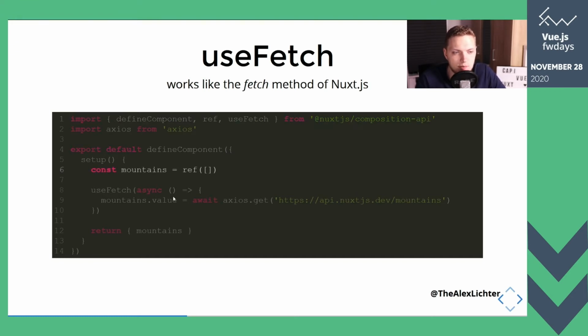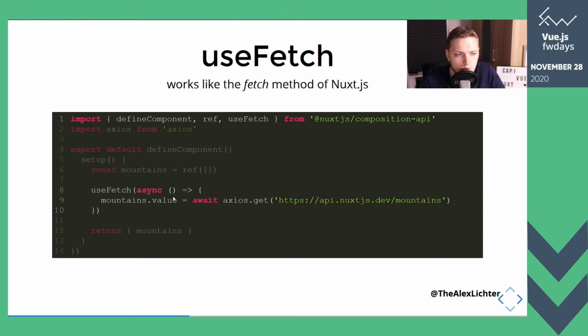And then we have our setup function. In our setup function, we create a new variable, mountains, and set it to ref with the default value of an empty array. Okay, so far so good. And now in lines 8 to 10, we have our useFetch function, which is called synchronously, but takes an async function as argument. And now you see that this async function looks pretty much like our fetch function from the example before, when you don't use the composition API.